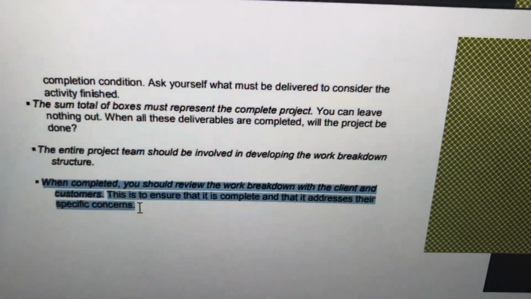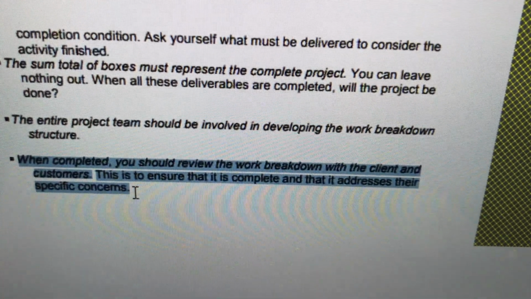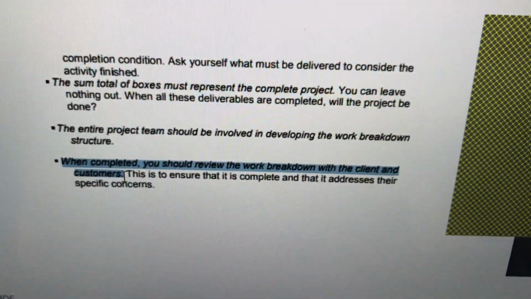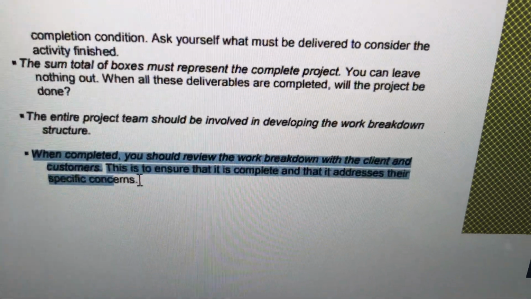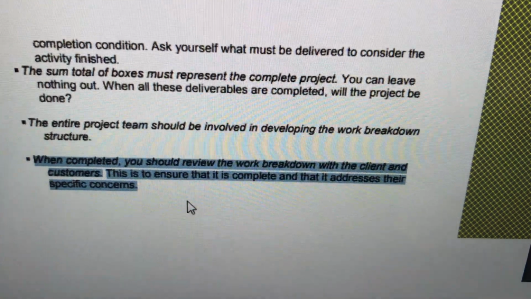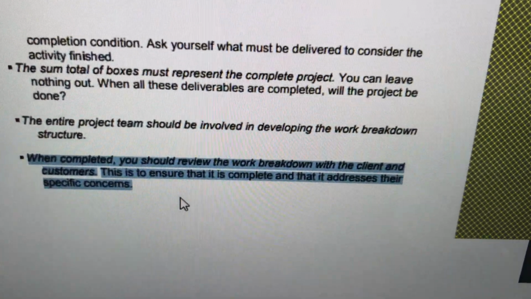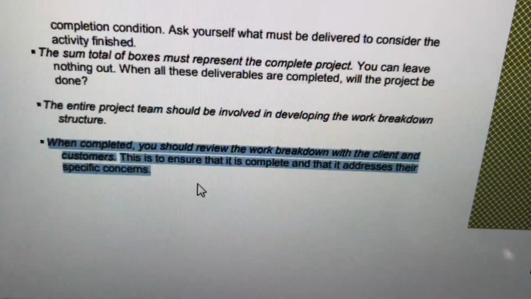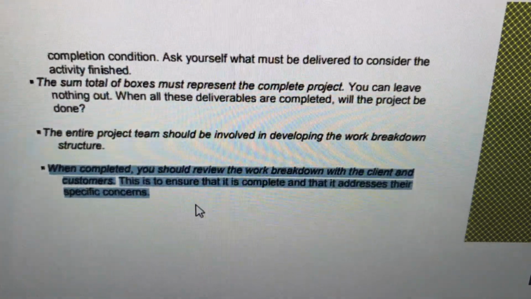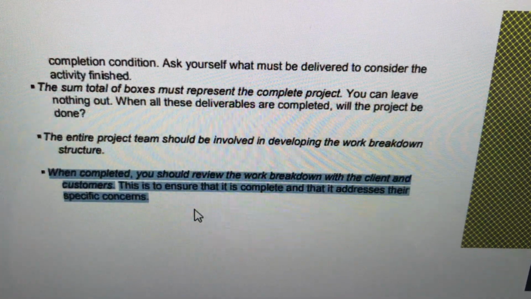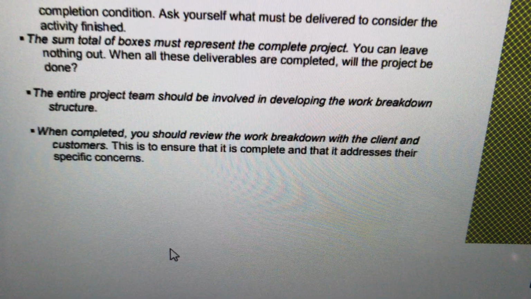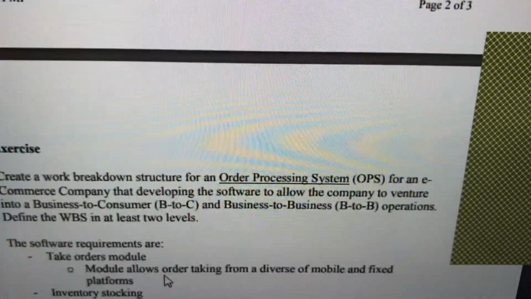When completed, you should review the work breakdown structure with the client and the customers. This is to ensure that it is complete and that it addresses their specific concerns. Just a validation, and this WBS is also a baseline. That means it becomes a plan document. So these are the guidelines.